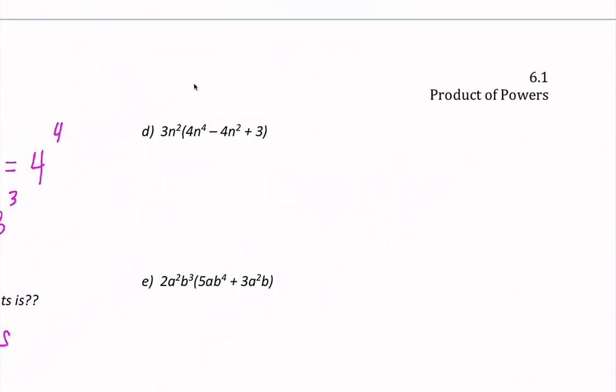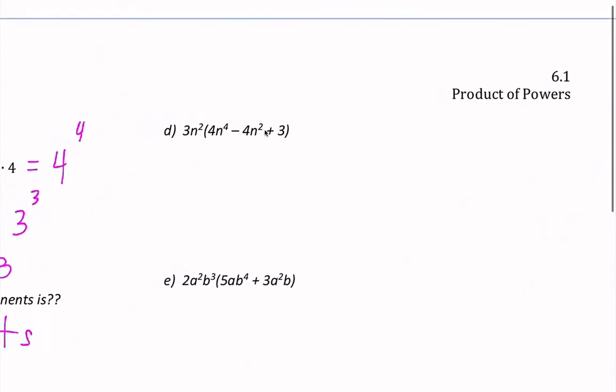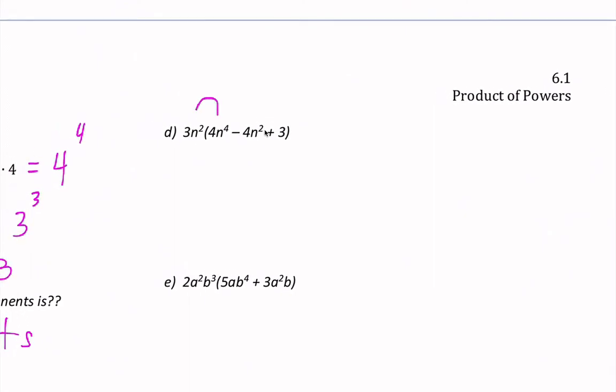Okay, on this one we're going to have to do it a few times because we're going to have to distribute, which means we'll multiply here, here, and here. So first, we're going to multiply these two groups together. So I'm going to deal with my coefficients, the regular numbers first. So we treat them normal. We're multiplying. 3 times 4 is 12.